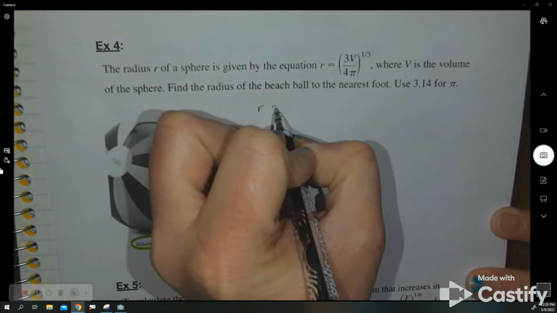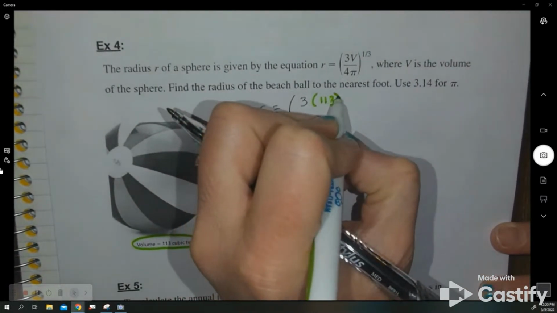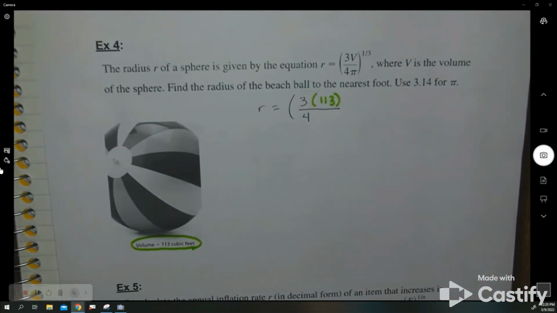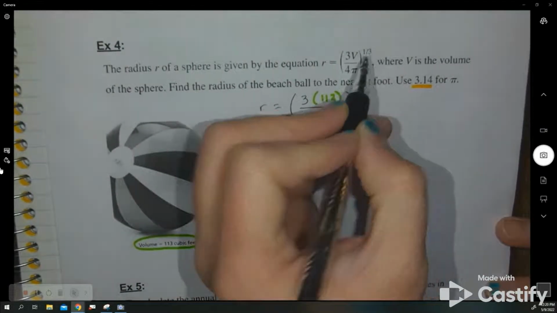So I have to take this initial equation, r equals 3 times the volume. Our volume is 113, so we're going to use that. We're going to put it over 4 times pi. Notice they asked us to use 3.14 for pi. And then I'm going to raise all of this to the 1/3 power.